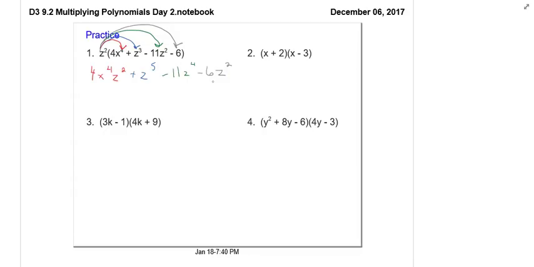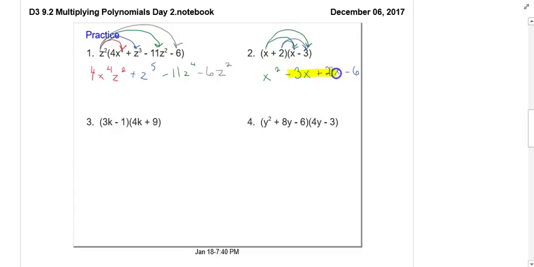Okay. For number 2, I'm going to do double distributive. Okay. So I'm going to do x times x, which gives me x squared. X times negative 3 gives me negative 3x. Okay. Then I'm going to do my 2 times x, so plus 2x. And then 2 times a negative 3 is going to be a negative 6.